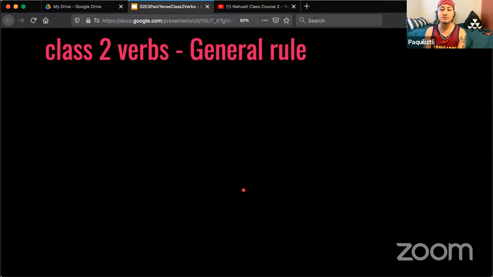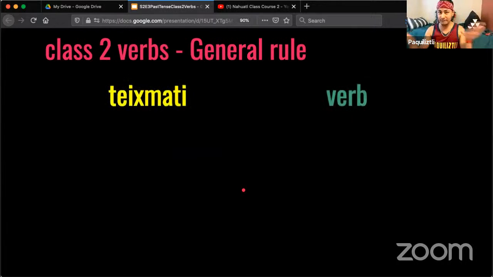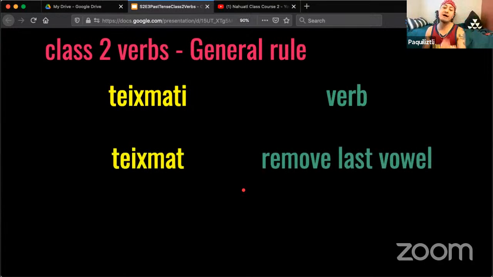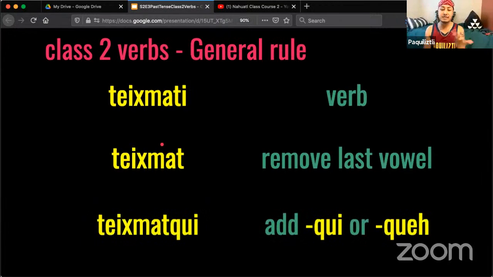Okay, so the general rule in these class 2 verbs is that for all of the verbs, you're going to have the verb. So here we have te ishmati, to get to know someone. You're going to remove the last vowel. So here, the last vowel in te ishmati is the I. So we're going to remove the I. So it becomes te ishmat. And then you're going to add either ki or ke. It depends on if it's singular or plural. Do you have one person or do you have more than one person doing the action?